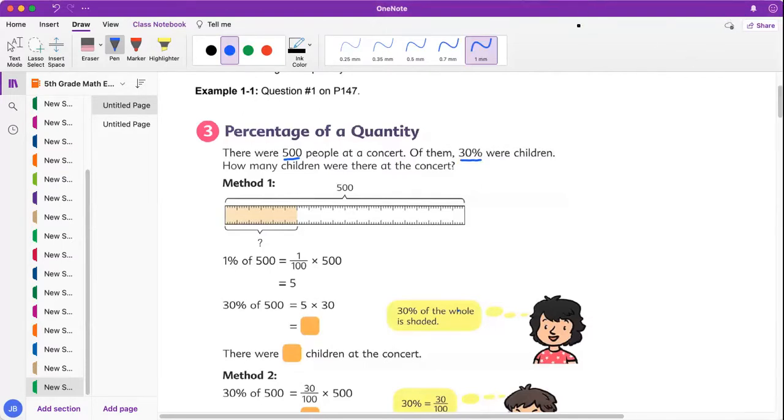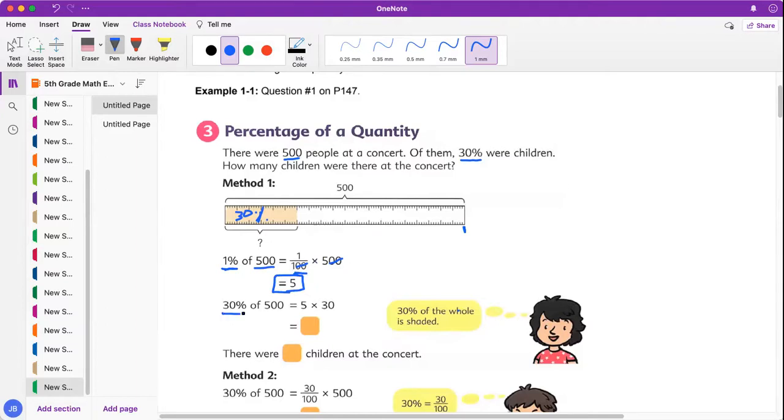Okay. So we can see here that the total is 500 and we need 30%. We can find 1% of 500. So 1% is the same as 1 over 100, and we multiply that by 500. Here our zeros will cancel, and we get 1 times 5, and that's equal to 5.